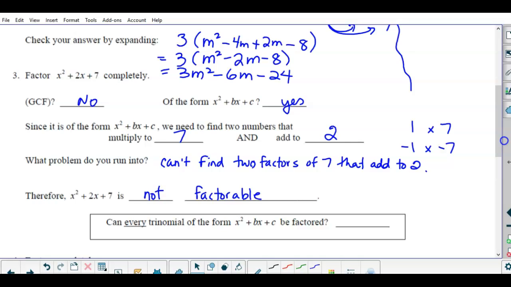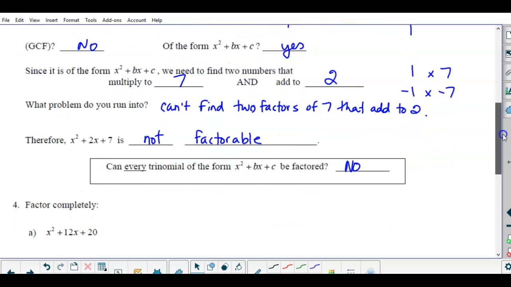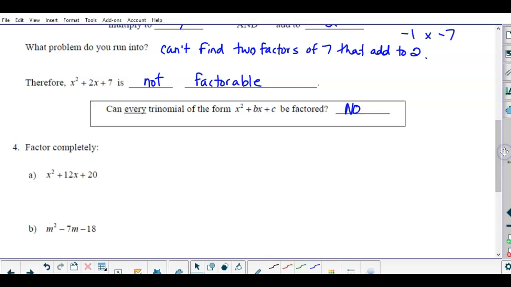So every trinomial of that form cannot be factored. A lot of them can, but not every single one. And so in 10C you'll do more factoring, okay? And then in Math 20, you'll talk about ways that you can figure out these ones that can't be factored. Okay, so I want you to work on the ones listed there.